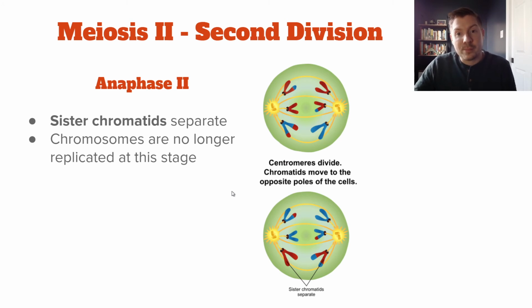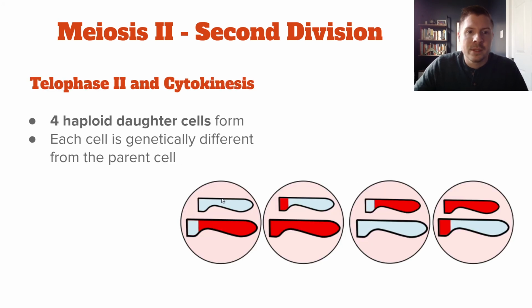In anaphase 2, we separate sister chromatids. I keep doing this hand motion because it is useful to think about. Meiosis 1, homologous chromosomes separate. Meiosis 2, sister chromatids separate. And so now the chromosomes are no longer replicated. Telophase 2, cytokinesis, we're going to end up with 4 haploid cells, each one with one set of chromosomes, not a replicated set now, and they're going to be all different from each other and from the parent.